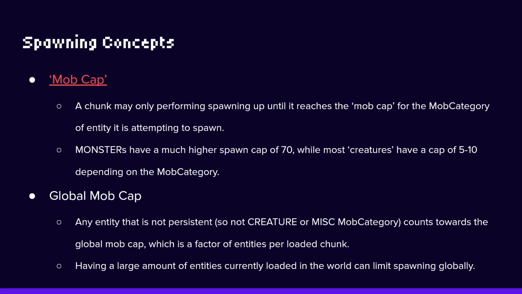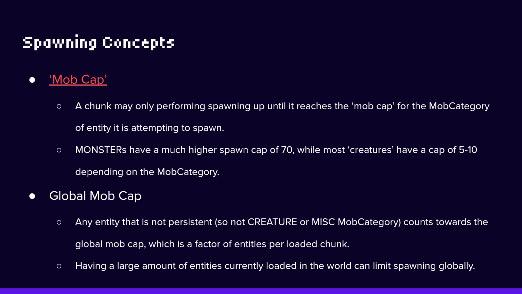So now a little bit about the different concepts in spawning. The first is the concept of a mob cap. The mob cap is the maximum amount of a certain mob category that can exist within a chunk. So not necessarily. It's the point at which the chunk will stop trying to spawn that mob category. It will only perform spawning until it reaches the mob cap for that category.